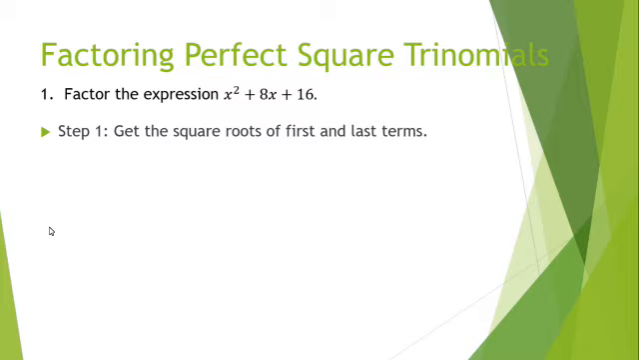Can you identify the first term of a trinomial? How about the last term? Correct. The first term of a trinomial is x squared and the last term is 16. Now, we're going to take the square roots of these terms. The square root of x squared is x and the square root of 16 is 4. Notice the red arrows drawn here. It indicates where the x squared and 16 came from.